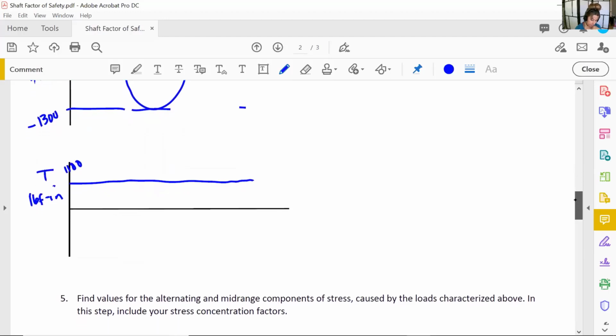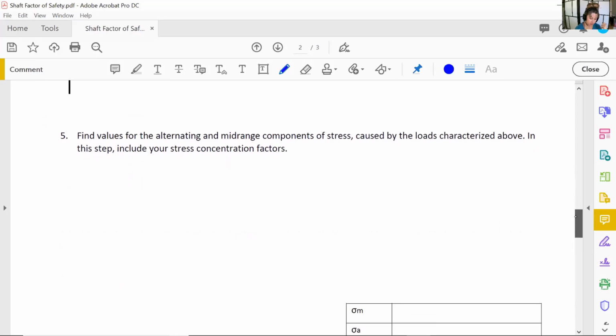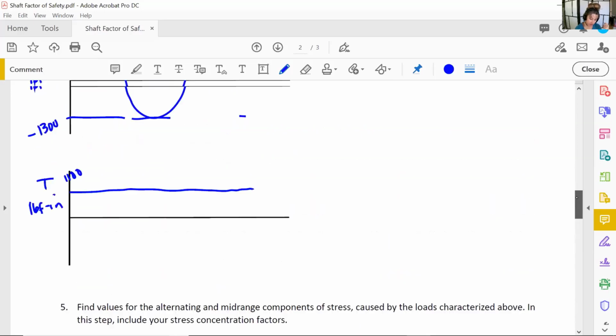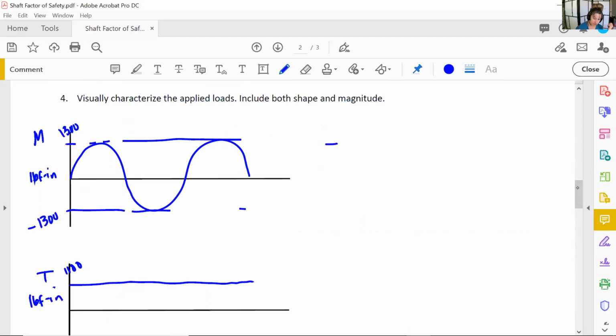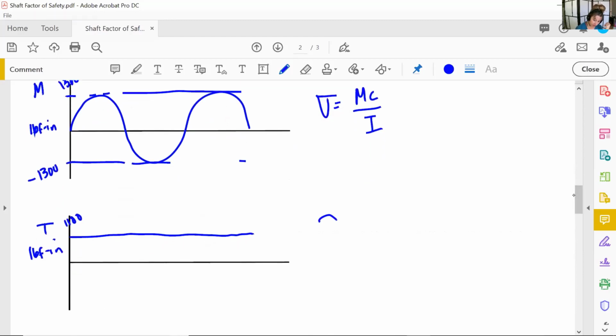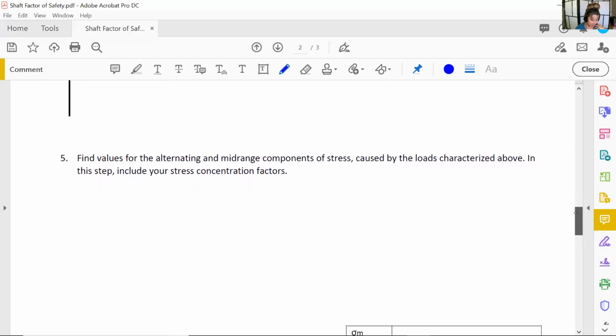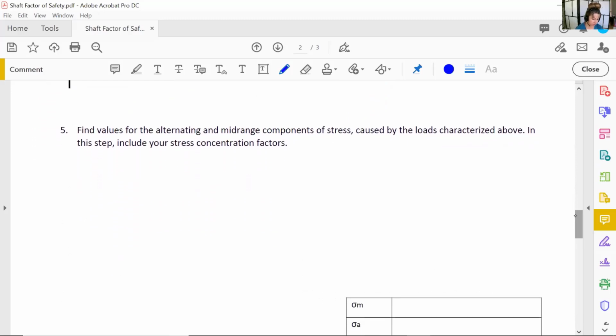Okay, so find values for the alternating and mid-range components of stress caused by the loads characterized above. So if we look at these, this is a bending moment, so it's going to cause some bending stress by our old friend, the flexure formula, and then another old friend, the shear stress formula. I haven't taught mechanics and materials in years, but I remember the equations. So what we do with this step is remember that we have to include our stress concentration factors, and we're also going to be able to use a more simple expression. We don't have to find the moment of inertia because we have a solid round shaft. So I'll show you what this looks like.